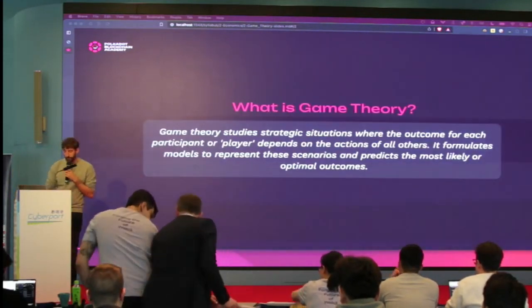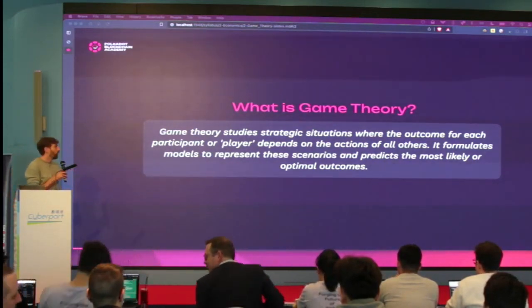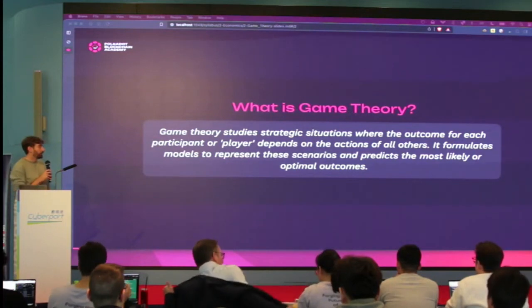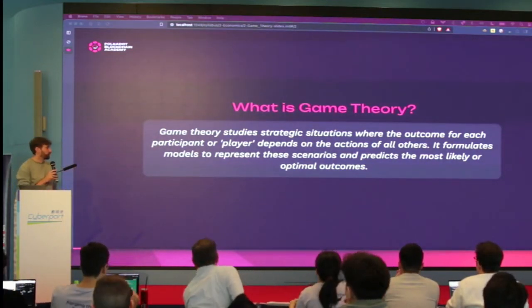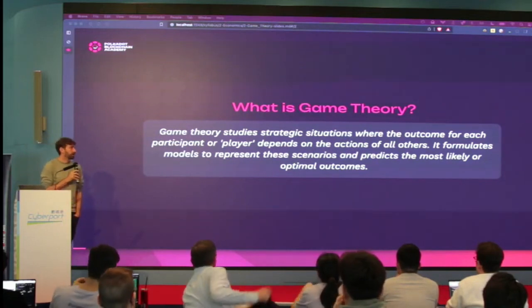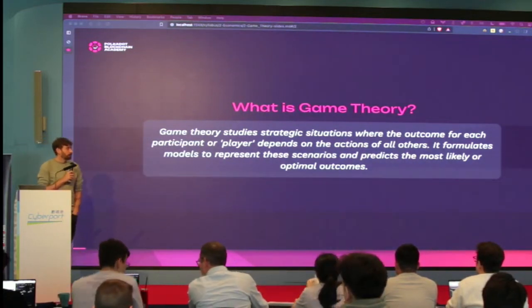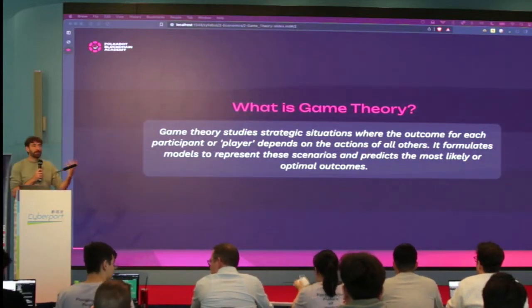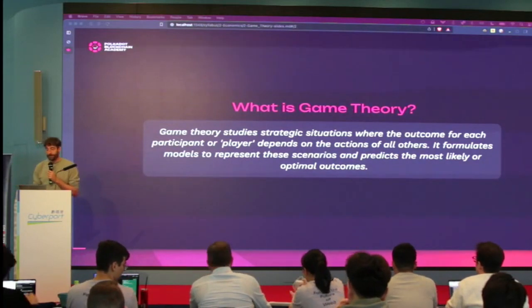So what is game theory? Game theory studies strategic situations where the outcome of each participant or player depends on the actions of all others. It formulates models to represent these scenarios and predicts the most likely or optimal outcomes. And it is quite important that there needs to be some interaction between the players, right? If there's no interaction between the players, there's basically no game here.